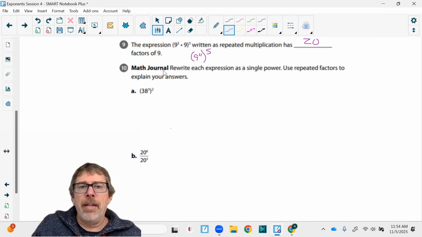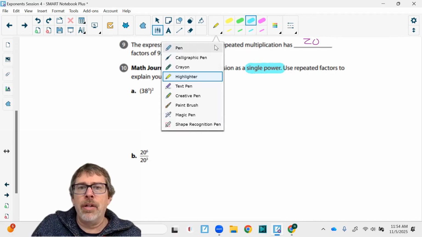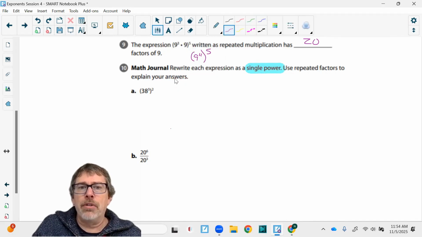So number 10, math journal, rewrite each expression as a single power. So we don't have to solve this. We just want to get it down to one exponent. Use repeated factors to explain your answer. So this is going to equal 38 to the 5 times 2, because it's the power rule, which equals 38 to the 10th power.